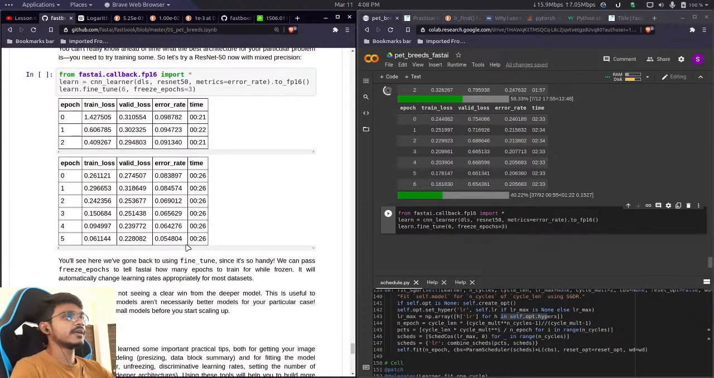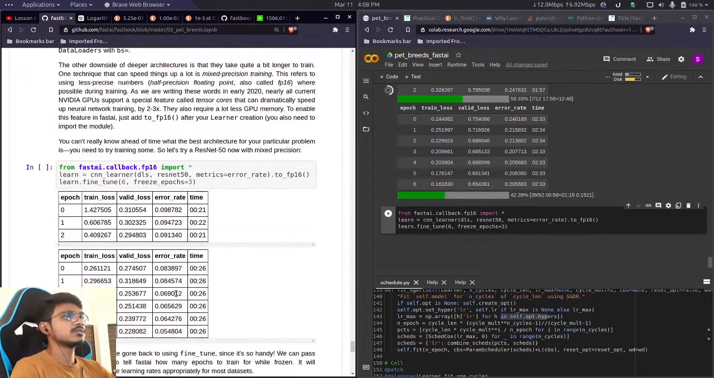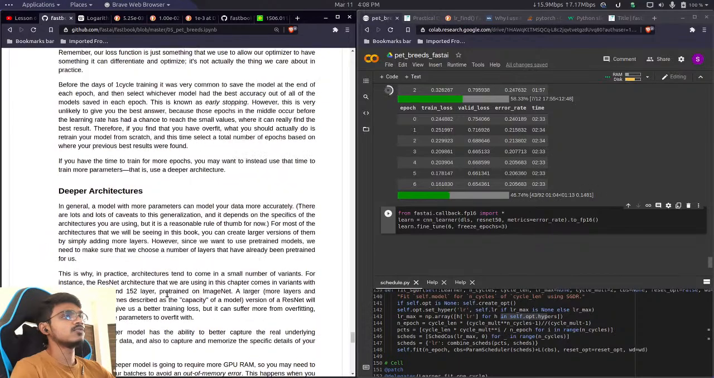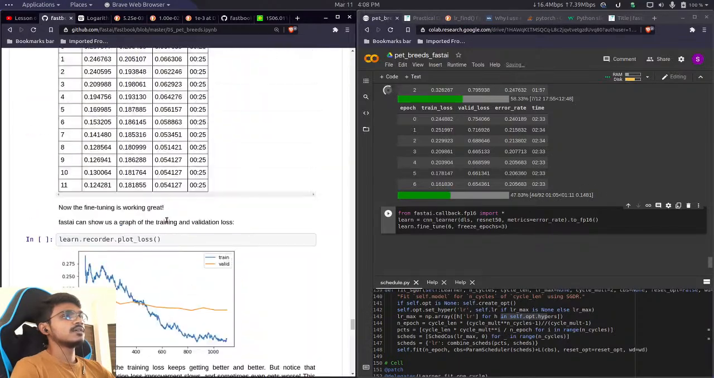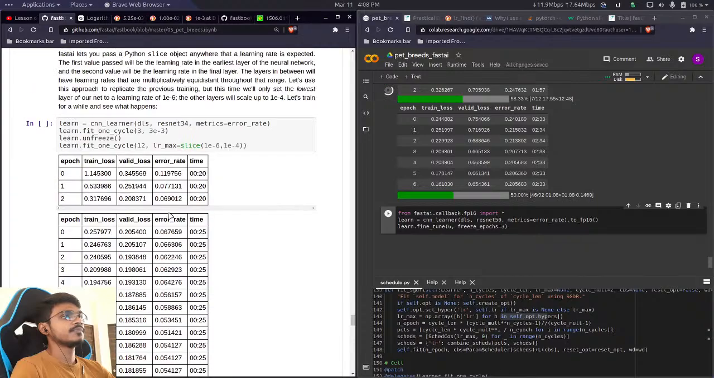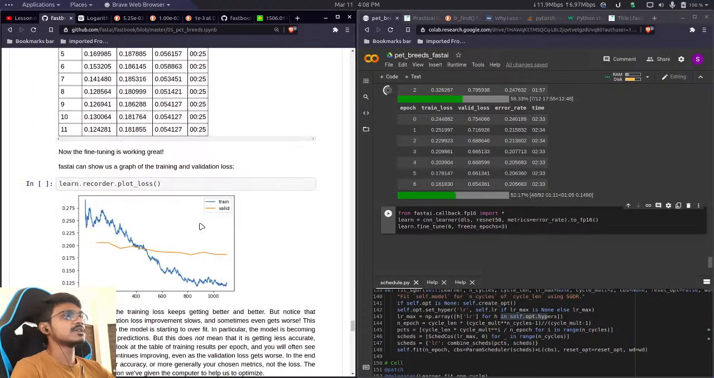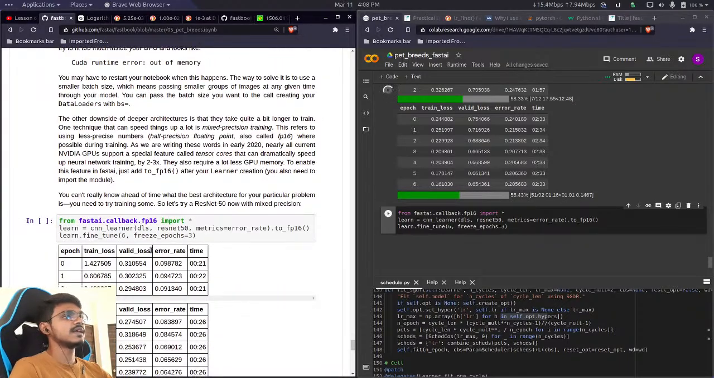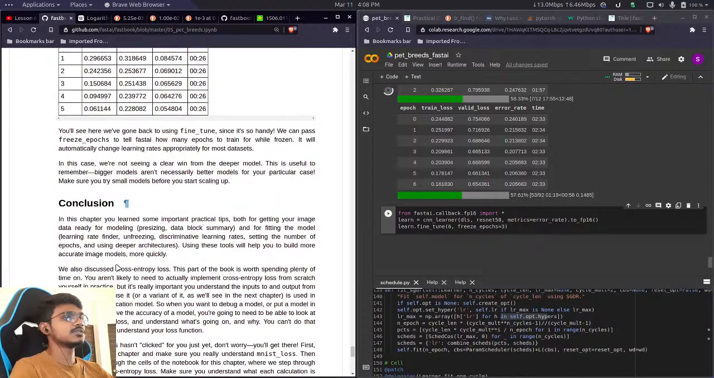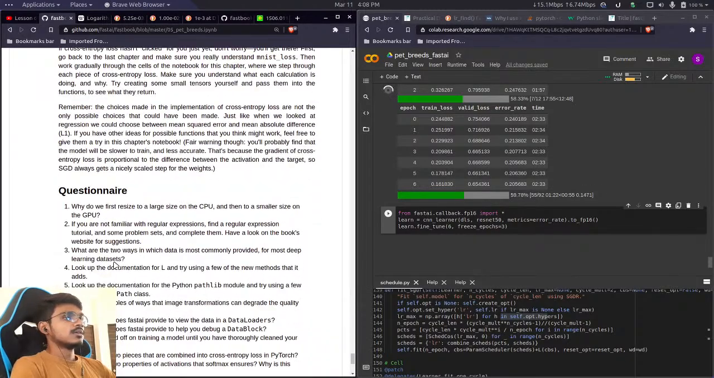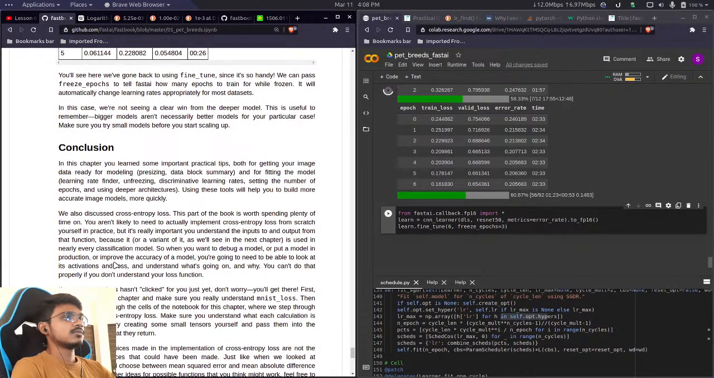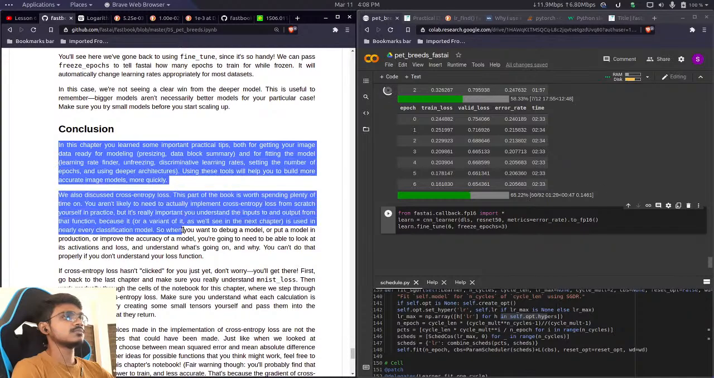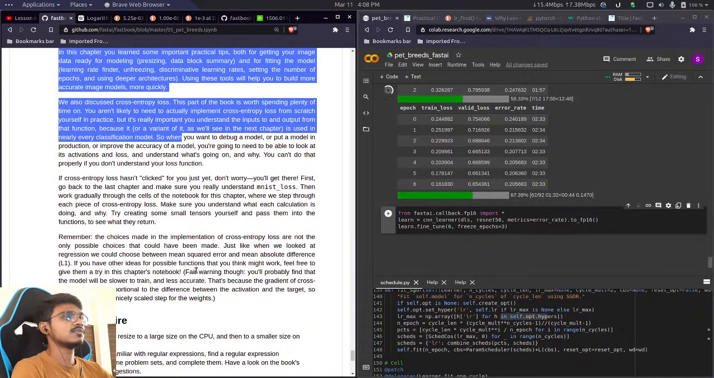So the accuracy didn't improve very much. It is almost, I guess, similar. It is 0.054, and we were getting similar accuracy using ResNet-34 as well. So the model didn't improve that much by using a denser architecture. In this chapter you learned some practical techniques. Okay, this is it for this notebook.